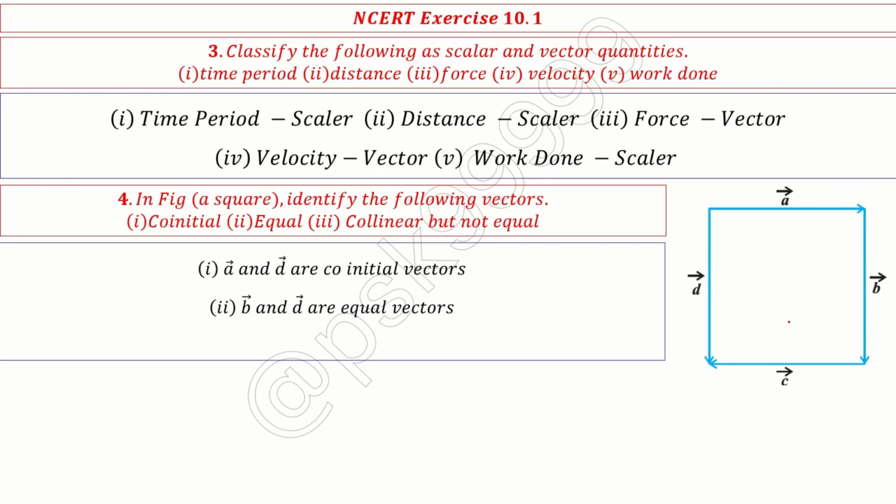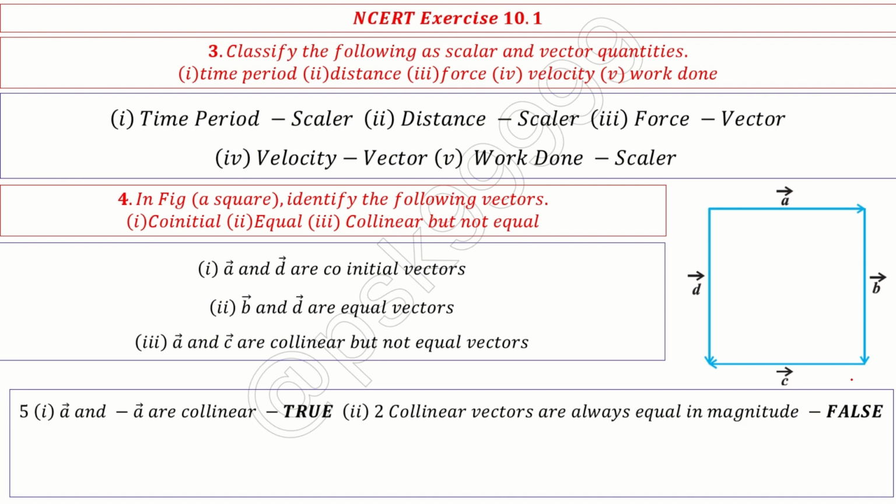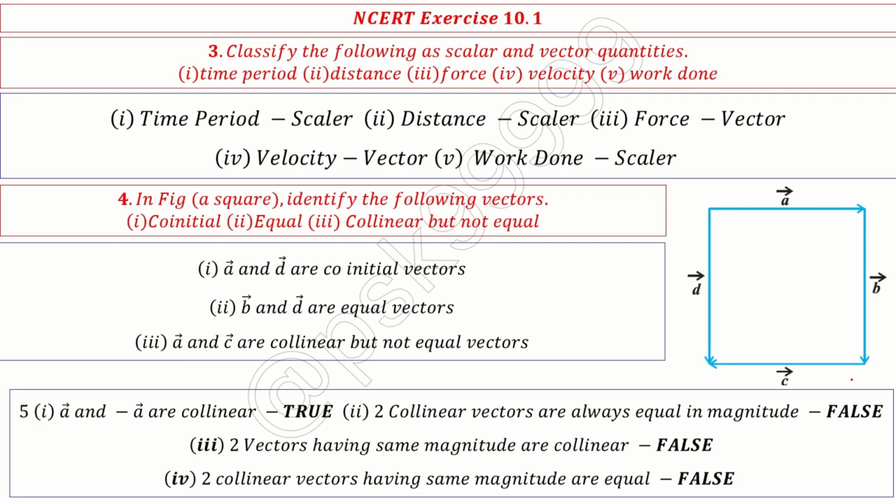They are equal and collinear? What do you think about it? Direction is opposite, right? So they are collinear but not equal. Even though sizes are the same, they are in opposite directions, so they are not equal. Next. A bar and minus A bar are collinear. True or false, you have to state. Yes, this is true. They are in opposite directions, but they are collinear. Two collinear vectors are always equal in magnitude. No, they need not be the same magnitude. False. Two vectors having the same magnitude are collinear. That's also false. Two collinear vectors having the same magnitude are equal. That is also false.